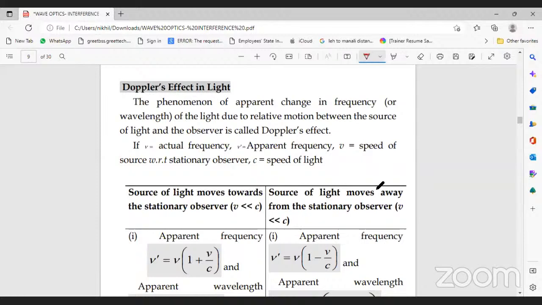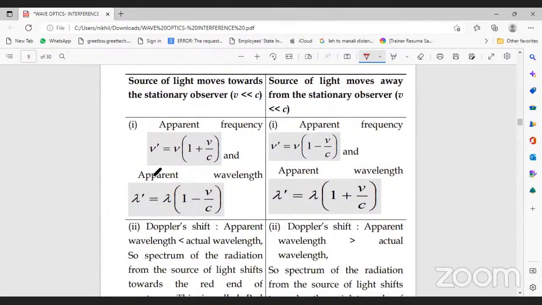Now, the Doppler effect. Don't get confused. In the first year also you have studied the Doppler effect, but that was with respect to sound. Now we are going to talk about it with respect to light. Yes, sir, light. In this, I am going to use the symbol nu. Nu is the actual frequency. Nu dash is the apparent frequency, which is going to change. V is the speed of the source with respect to the stationary observer. C is the speed of light.